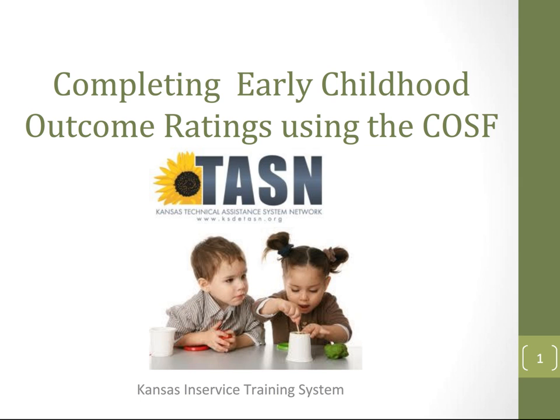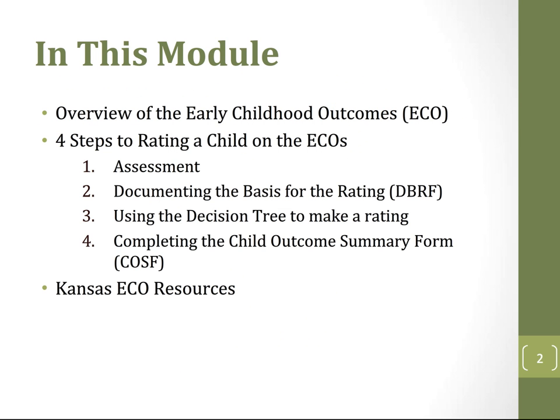This module is intended as an initial or refresher training in how to use the Child Outcome Summary Form to report early childhood outcomes. In this module, we will review the history and intent of the 3 early childhood outcomes and provide information on the 4-step rating process, including where you can find additional information and resources to support your understanding and use of the early childhood outcomes.